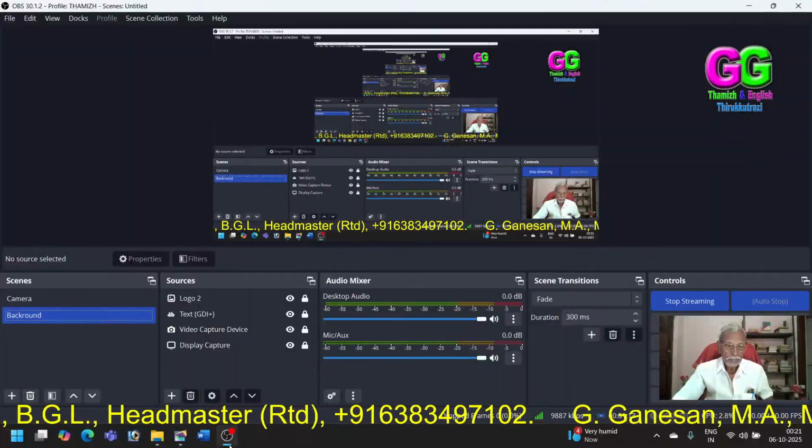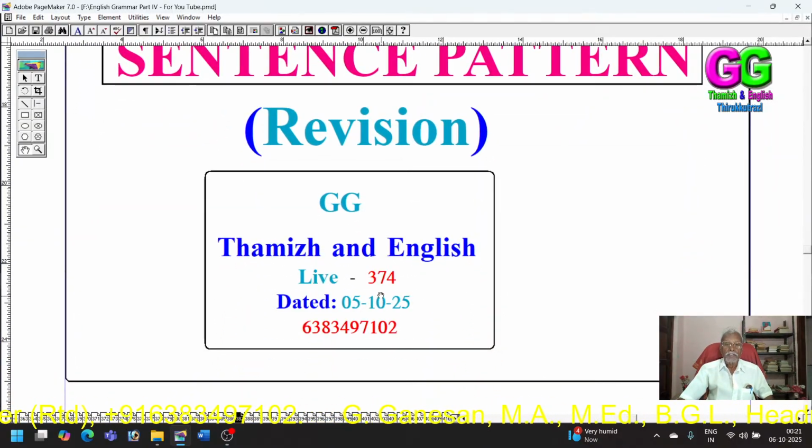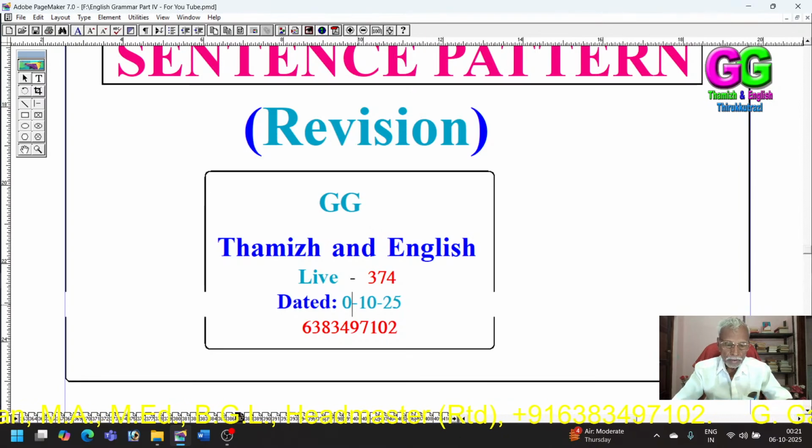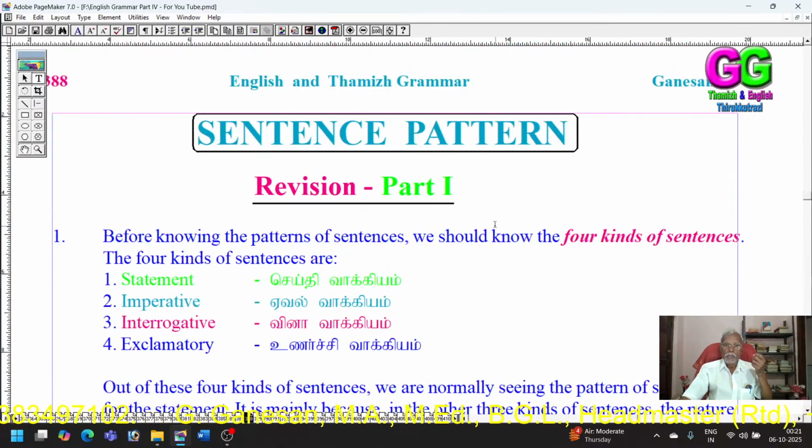My dear students, sentence pattern is very, very important to speak and write English correctly. English grammar, sentence pattern, revision. Live 379, dated 5/10/2025. Or here, it would be apt to say 6/10/2025, because it is midnight. Sentence pattern, revision part 1.